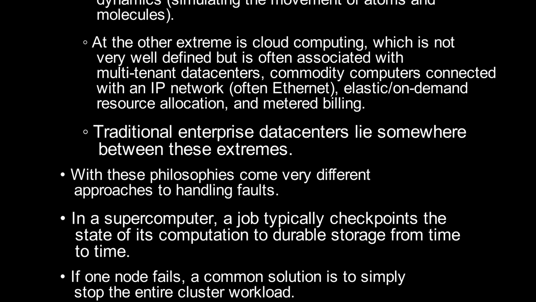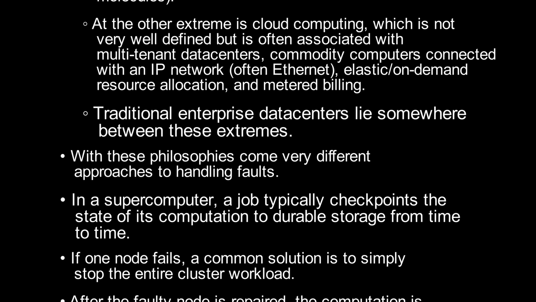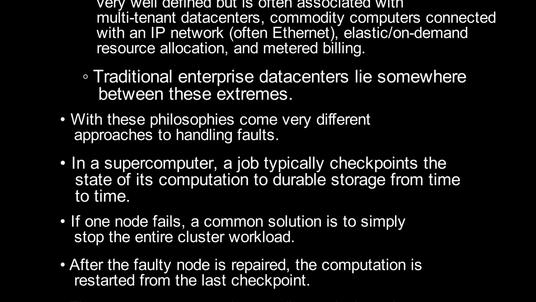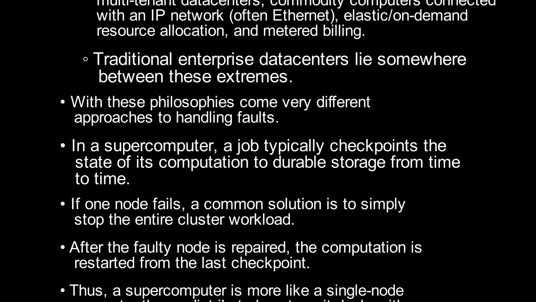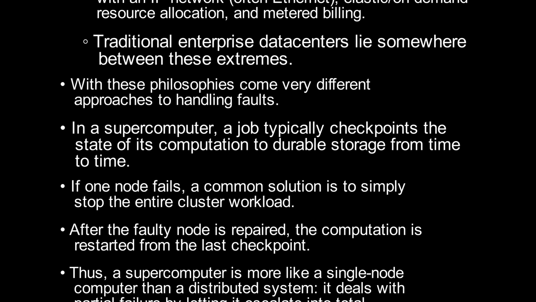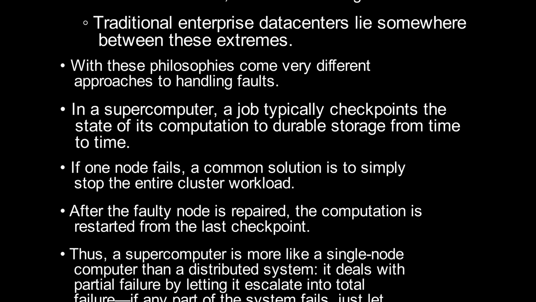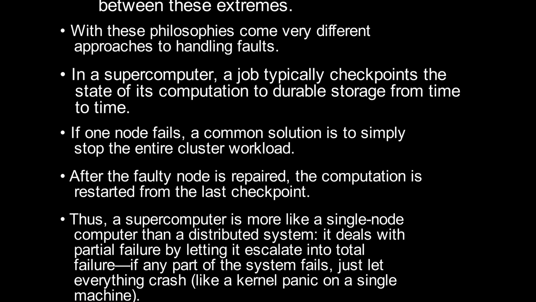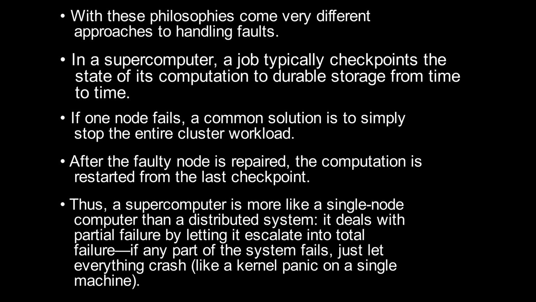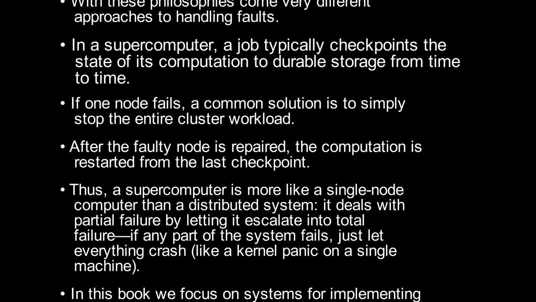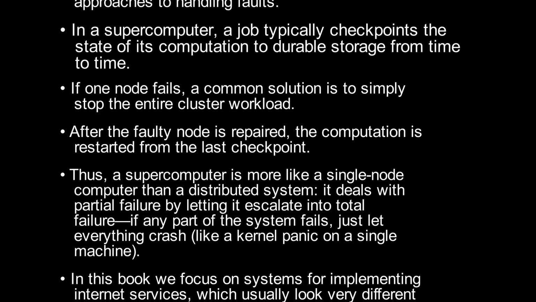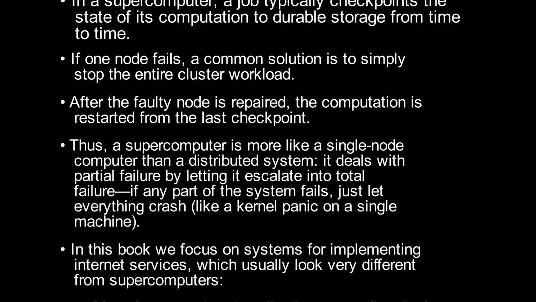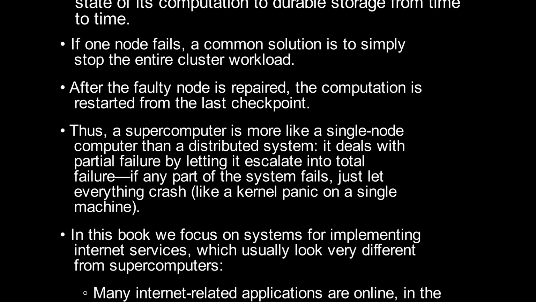In a supercomputer, a job typically checkpoints the state of its computation to durable storage from time to time. If one node fails, a common solution is to simply stop the entire cluster workload. After the faulty node is repaired, the computation is restarted from the last checkpoint. Thus, a supercomputer is more like a single-node computer than a distributed system. It deals with partial failure by letting it escalate into total failure. If any part of the system fails, just let everything crash, like a kernel panic on a single machine.